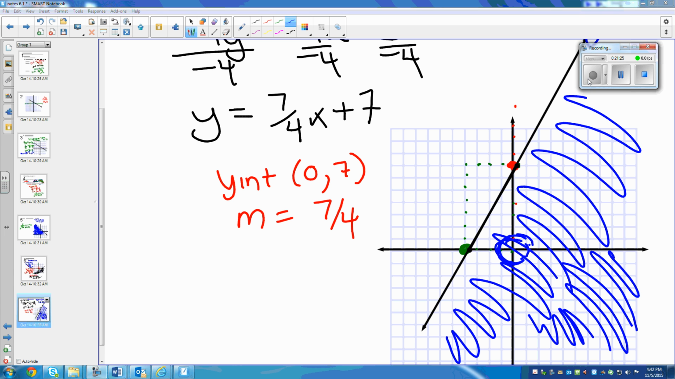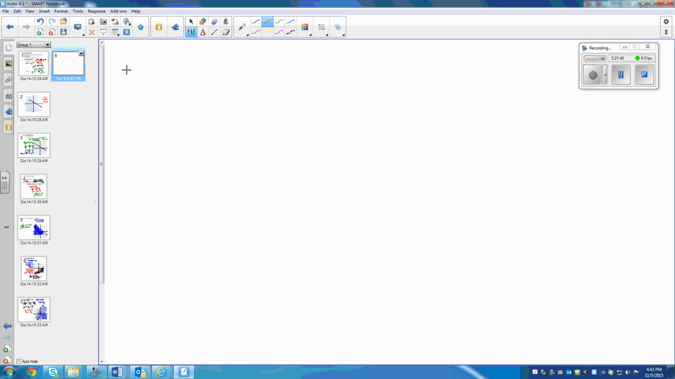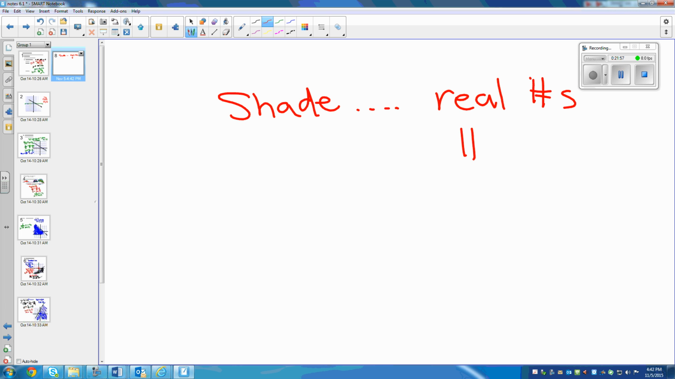I forgot one thing to tell you guys. Your textbook does two things. It either shades or it does dots. Now, when it's shading, it means you're including all the numbers, all the little decimals, all the real numbers. So if you're going to shade, that's the real numbers. That's when you write x is an element of the reals, or y is an element of the reals. When you're thinking reals, you're doing all the decimals, all the numbers in between, everything.